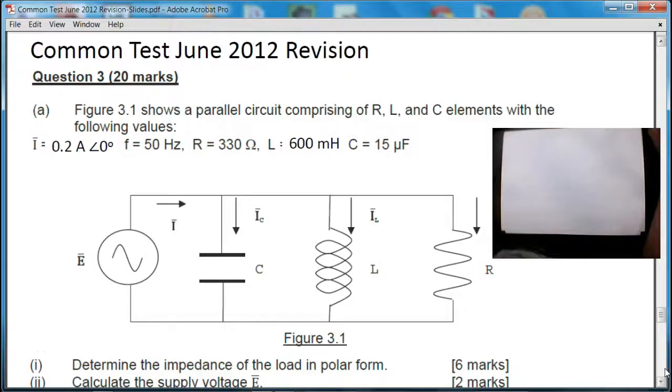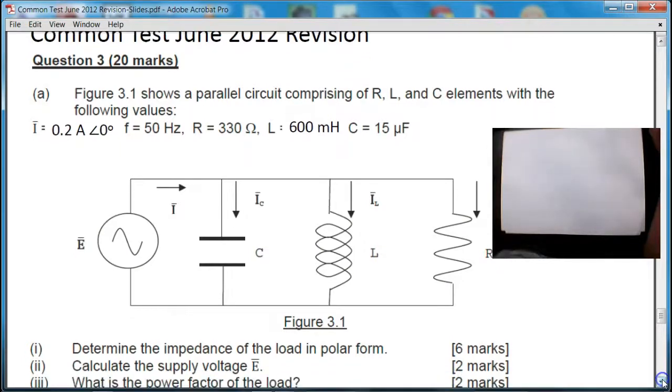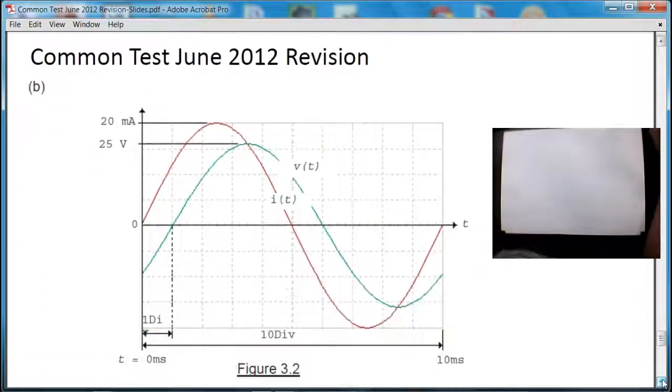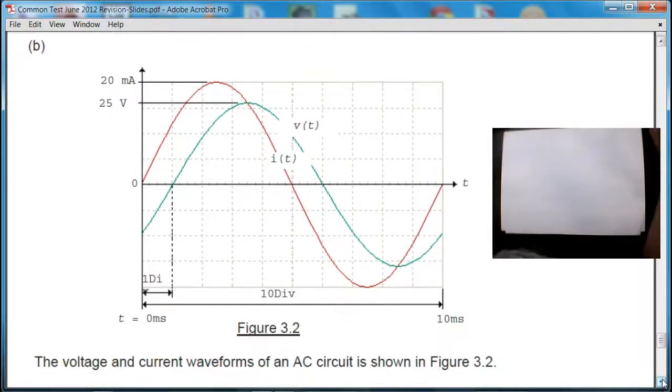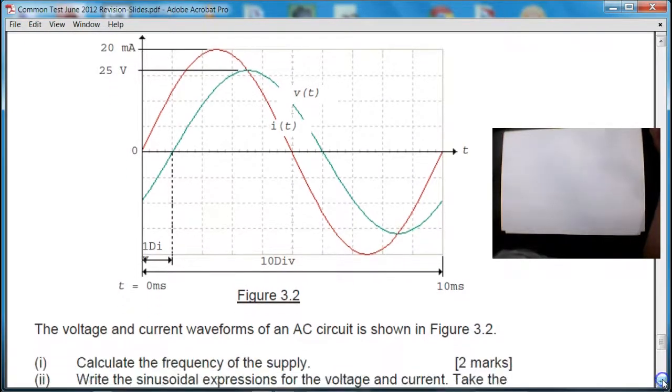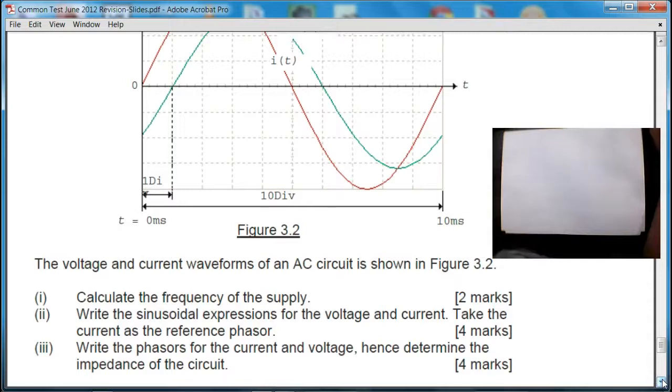Hi, we have just seen question 3 and the solution to part A. Let's move on to part B. Part B provides us a screenshot from an oscilloscope and requires us to do the following. Number 1 is to determine or calculate the frequency of the supply. Number 2 is to write the sinusoidal expression for the voltage and current, taking the current as the reference phasor. And finally, to write the phasors for the current and the voltage, and then hence determine the impedance of the circuit.